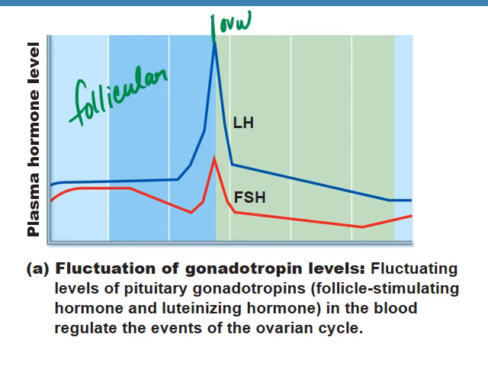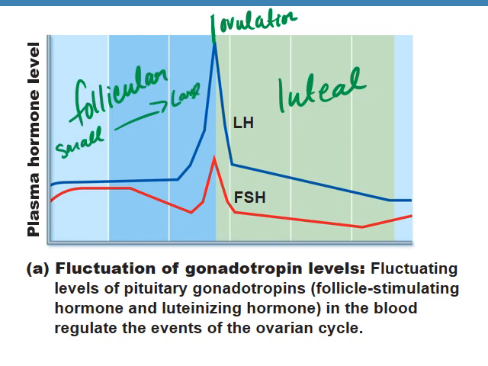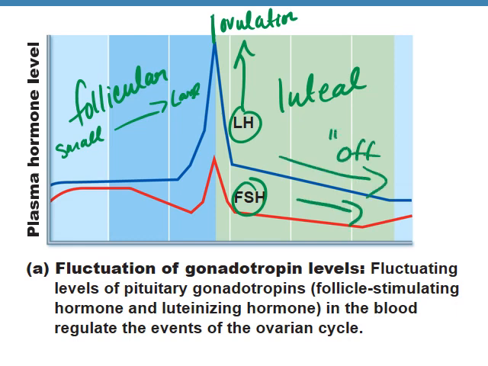This is signaling ovulation, and this is luteal phase. So what's happening? We're going from a small follicle to a large follicle. We should have a surge of FSH and LH to cause ovulation, and then the FSH and LH are off in the luteal phase while we wait.